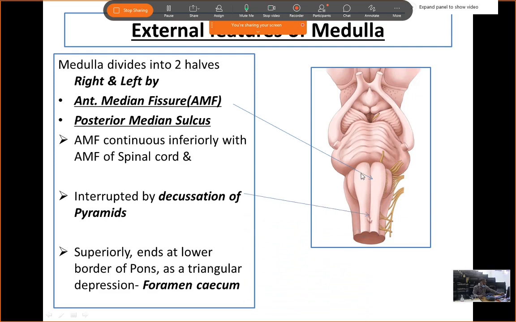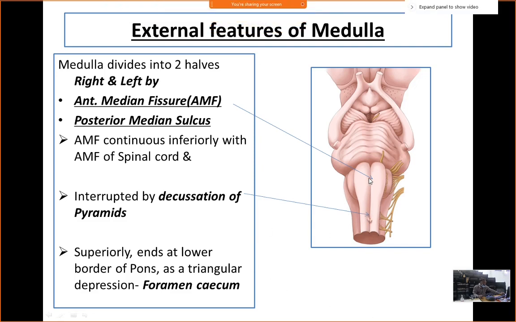That means through this ventral aspect of the medulla oblongata, all the motor fibers run downwards. So these are called descending tracts. This is called the pyramid. This pyramid is formed due to the descending tracts. And the fibers of these descending tracts cross, which is called pyramidal decussation, at the lower part of the medulla oblongata. That is why the anterior median fissure in the lower aspect is obliterated or interrupted.